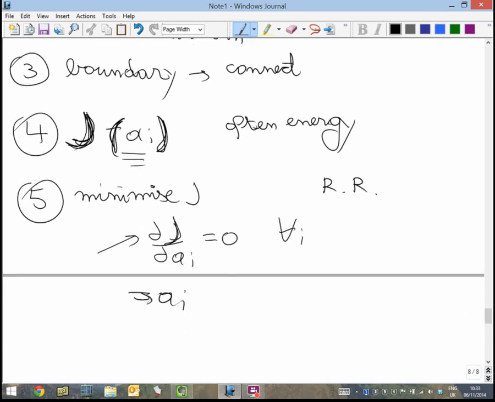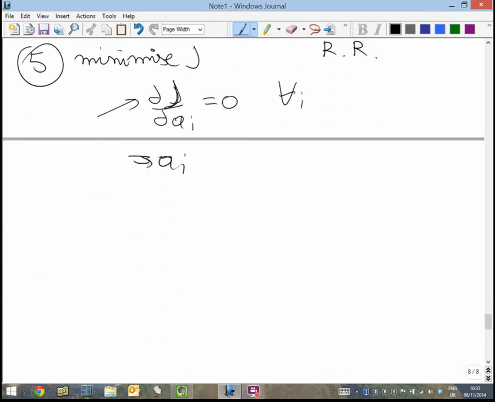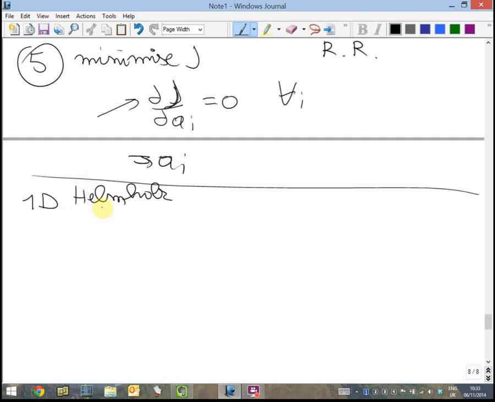However, I realize this is extremely abstract, so let's try and make this a bit more concrete by again solving the 1D Helmholtz equation, or indicating how you could solve the 1D Helmholtz equation making use of finite element methods. I've already mentioned the 1D Helmholtz also in the previous example. So this is the equation at hand, right? So let's follow our recipe.